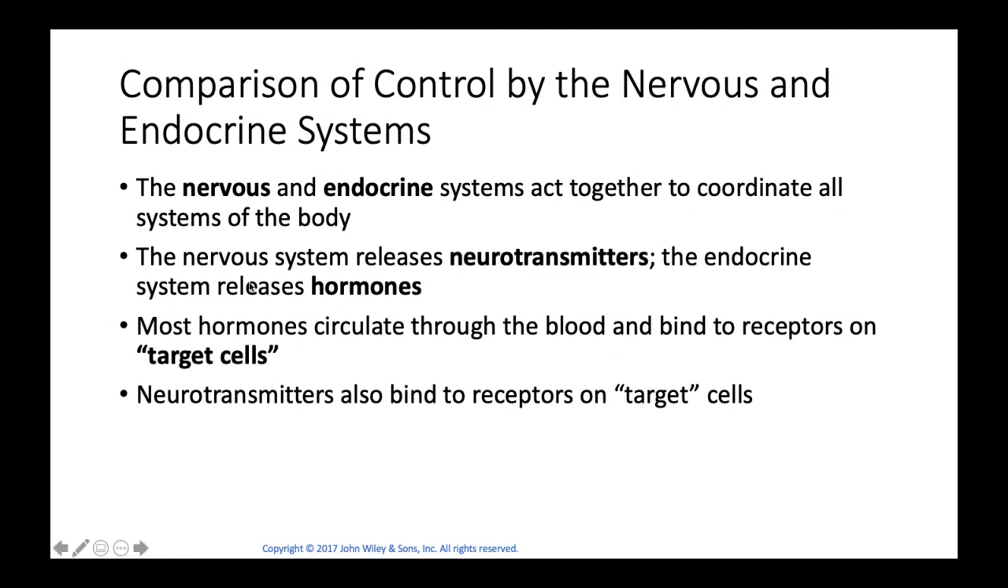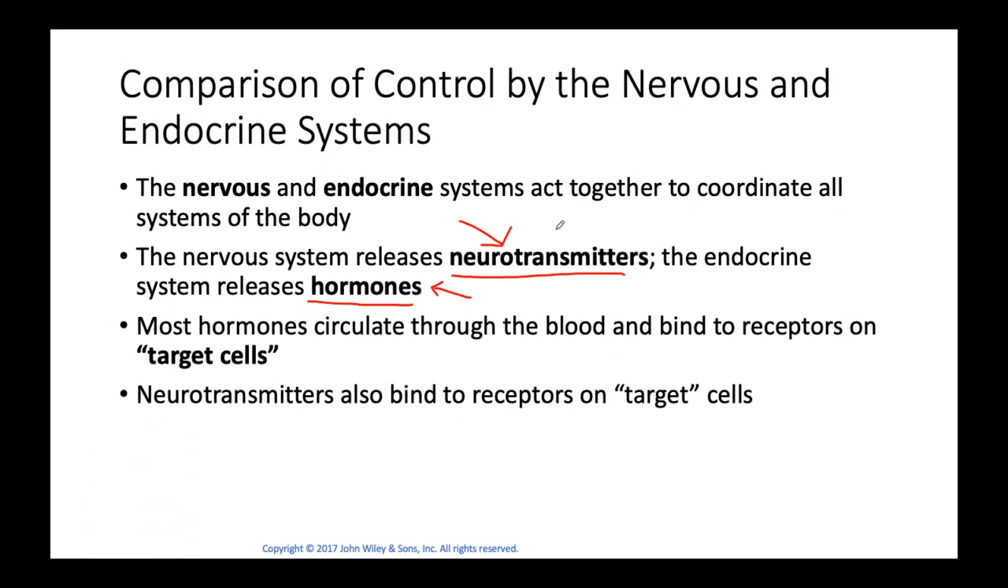The neural system is going to release neurotransmitters, whereas the endocrine system releases hormones. So think of these both as chemical messengers. The neural system uses neurotransmitters, and the endocrine system will use hormones, especially if we're talking about the endocrine system versus the exocrine glands, right? Because there are endocrine glands and there are exocrine glands, but endocrine involves hormones.